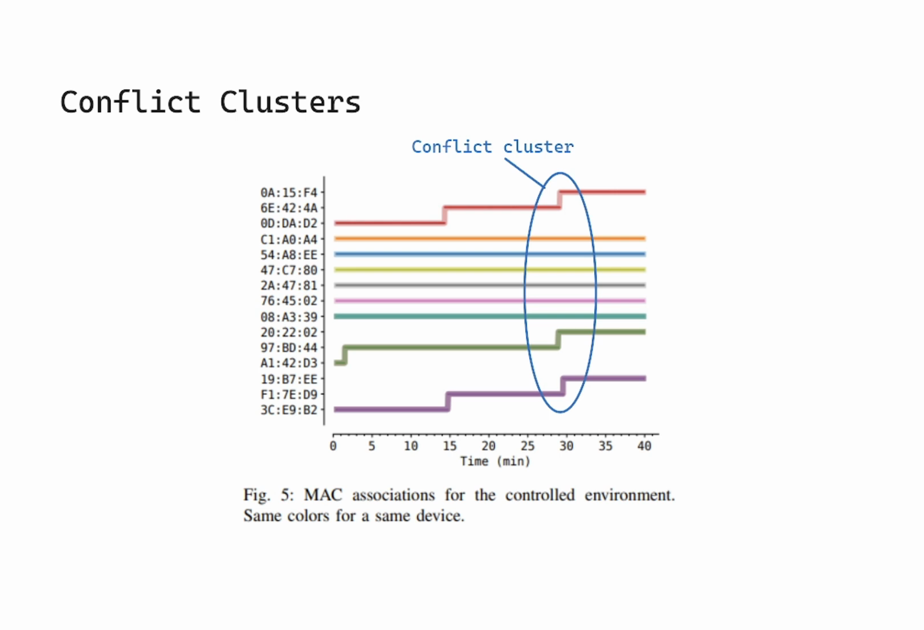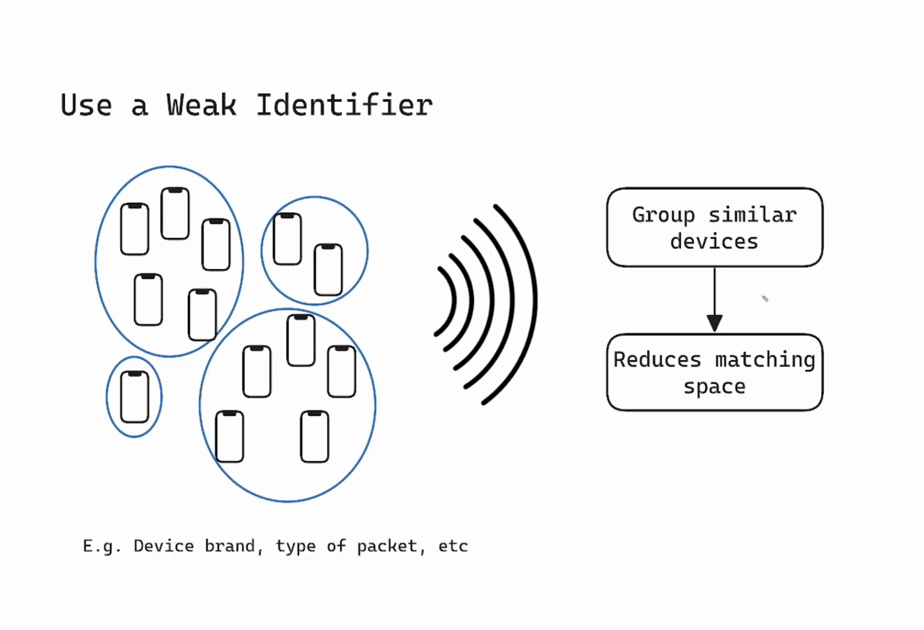To resolve this, the researchers came up with the notion of weak identifiers. So a weak identifier is essentially a characteristic of a device that isn't unique on its own, but helps group similar devices together. For example, aspects like the device brand, the type of advertising packet, or the duration between advertising packets can all serve as weak identifiers. And in this paper, the researchers use the duration between advertising packets as their weak identifier.